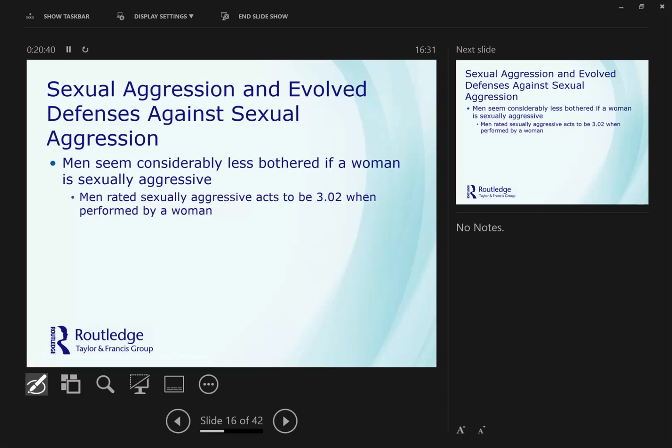In the reverse, men typically rate sexually aggressive acts by women to be quite low. That's like a 3 on a 1 to 7 scale, right? It's sort of innocuous. It's not too big of a deal, like whatever.